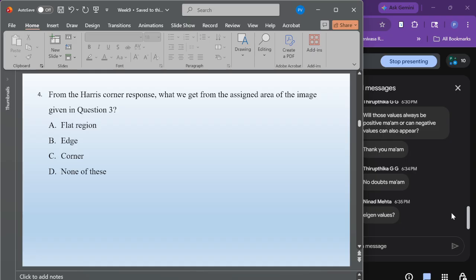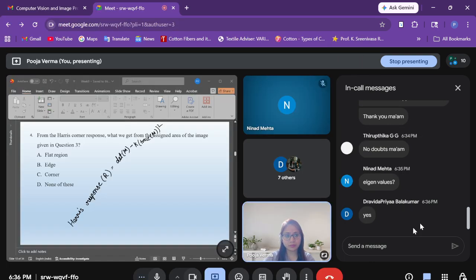The Harris response is calculated using the determinant and trace of the matrix, right? The Harris response R is calculated by the determinant of M minus k times the trace of M, whole square. The Harris response is calculated by this formula. Is it fine? Okay.